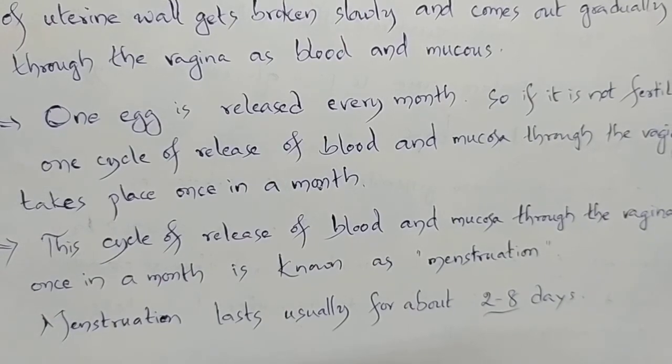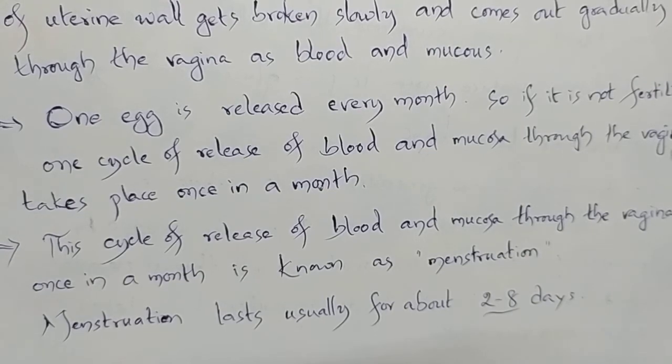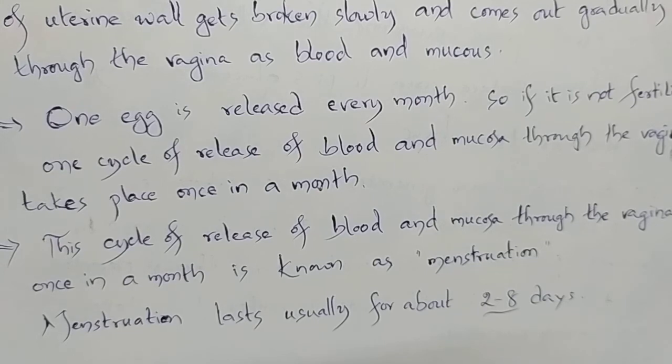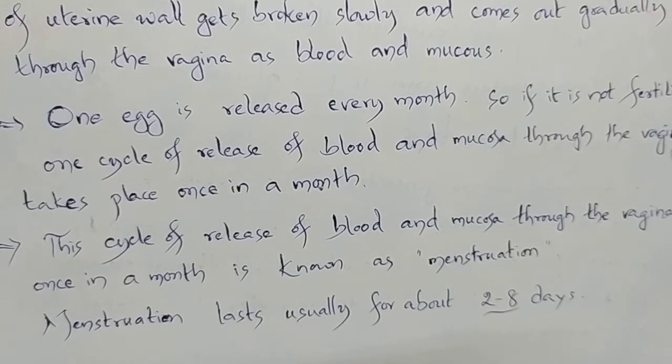Of course, the first time when the egg is released, obviously it is not going to get fertilized, and the menstruation takes place. The first menstruation is known as menarche. In women, that egg release does not take place throughout life. It will take place from puberty up to a particular age, about 48 or 50 years of the woman's age, after which the egg release is stopped.